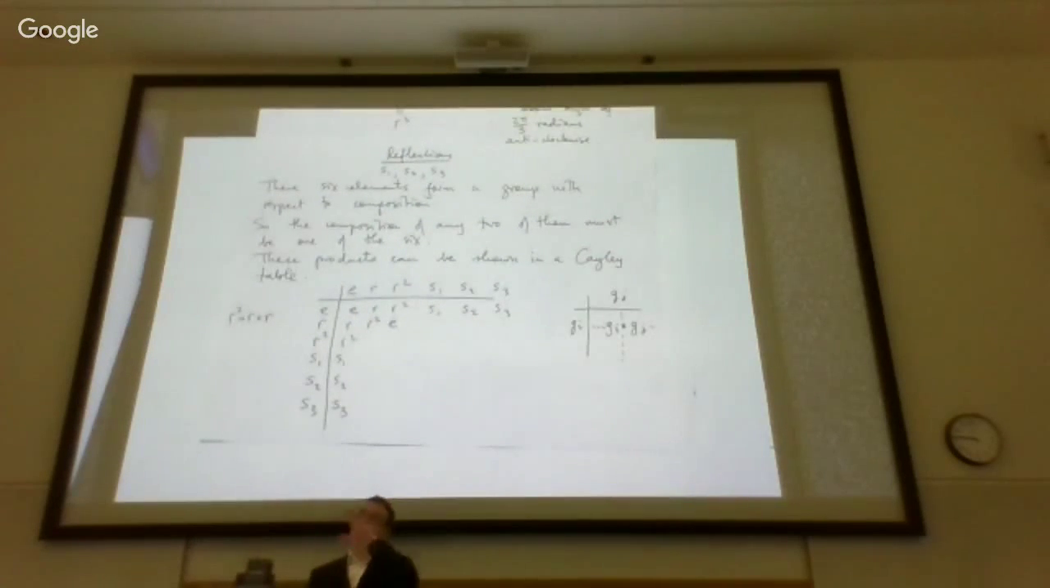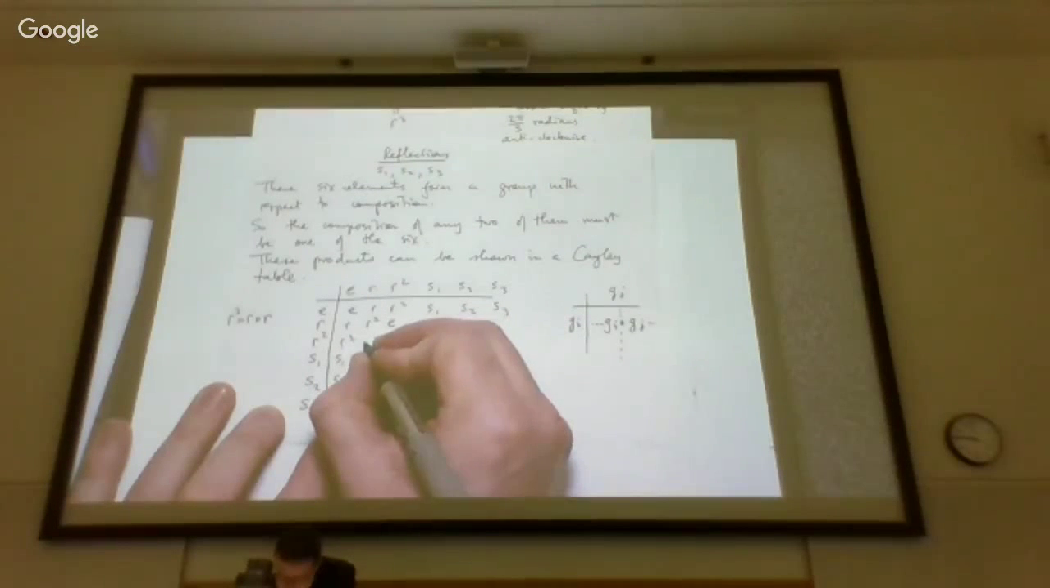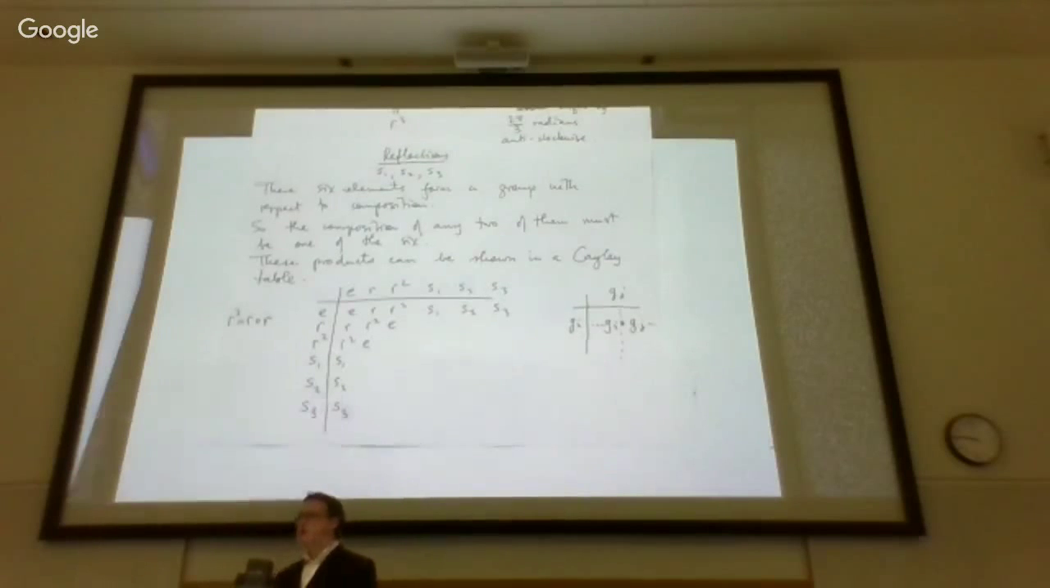R cubed means rotating the triangle by 1 complete full turn, 3/3 of a full turn. Well, that's the same as not rotating it at all. It's the same transformation. So R squared composed with R will give us E as well. R squared composed with R squared, this entry down here, will be rotating it 4/3 of a turn, which is the same as rotating it 1/3 of a turn, which is back to R.